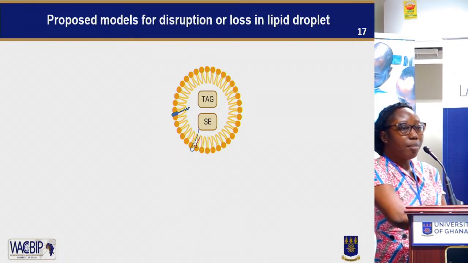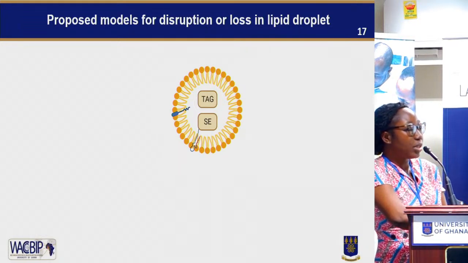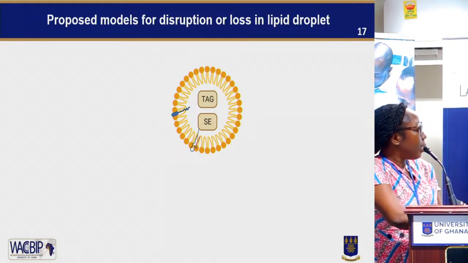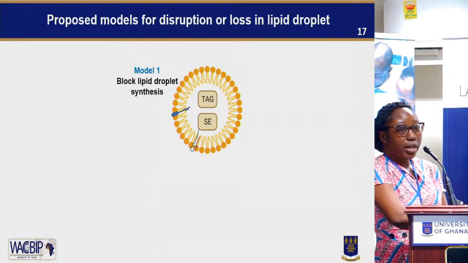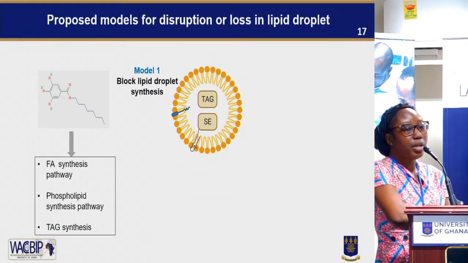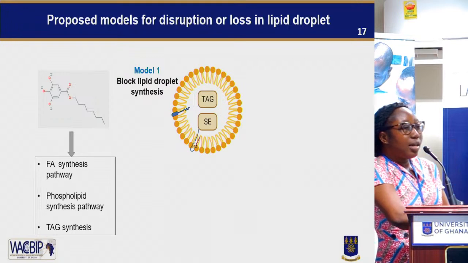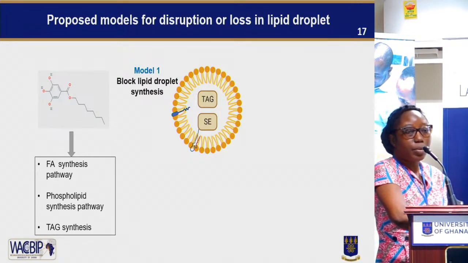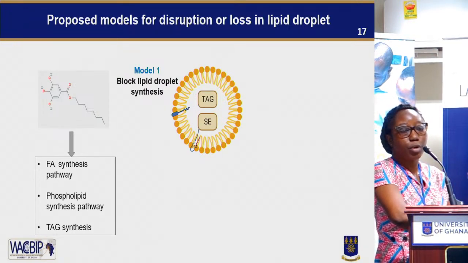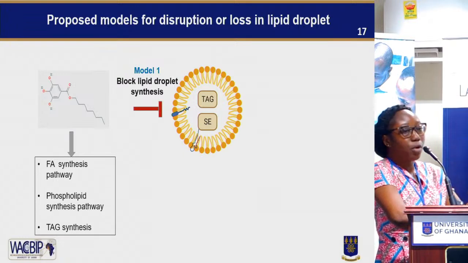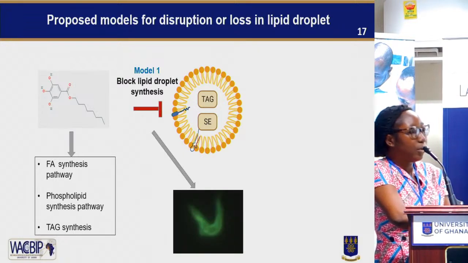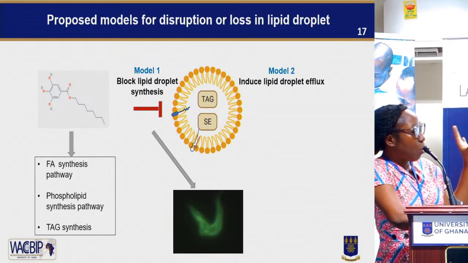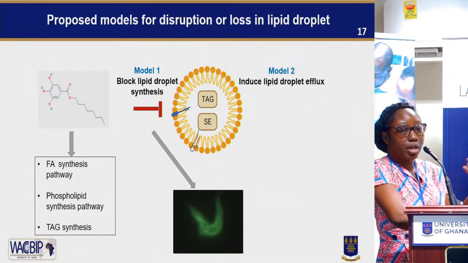So we had two models that could help us explain how these compounds could be interacting to obtain this phenotype. The first model is a block in lipid droplet synthesis. Here we hypothesize that these gallates could be interacting with key metabolic pathways, and that could prevent the formation of molecules that are needed to form these lipid droplets.